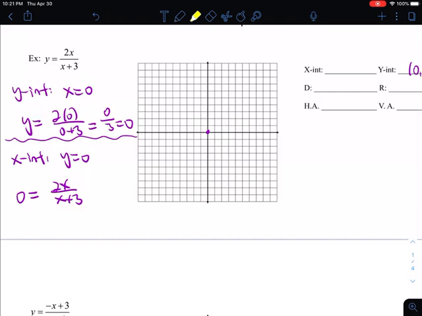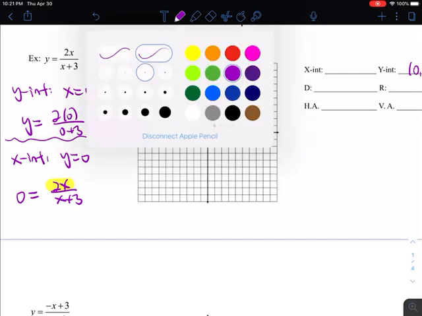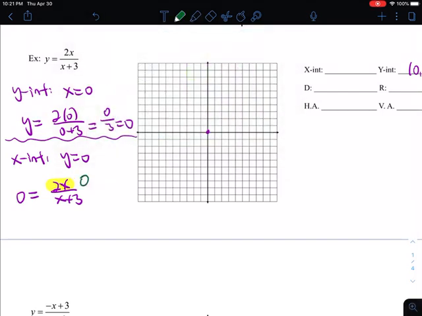Well, the answer is, if I want this whole fraction to be 0, then my numerator must be equal to 0, right? Because if I have a 0 on top, then 0 divided by any number, it doesn't matter what my denominator is, because 0 divided by any number is 0, which is what we want. So the answer is I want to set the numerator equal to 0 to find my x-intercept.